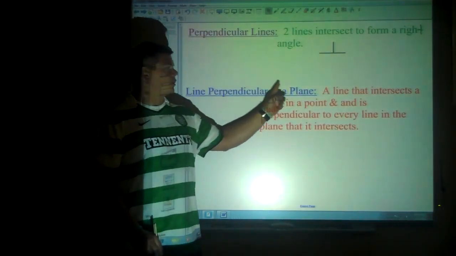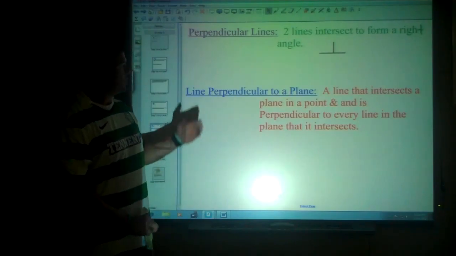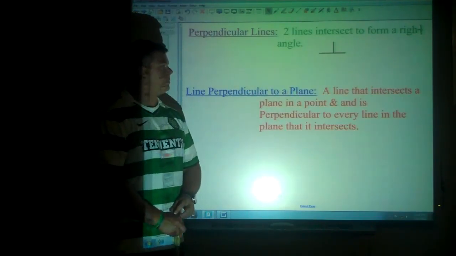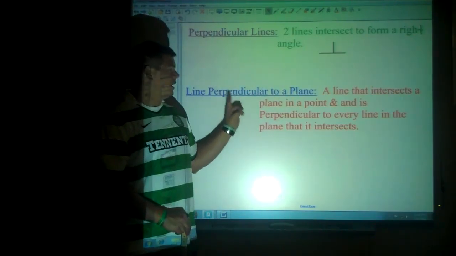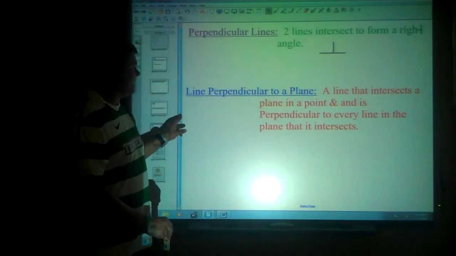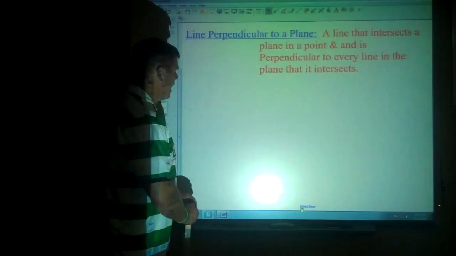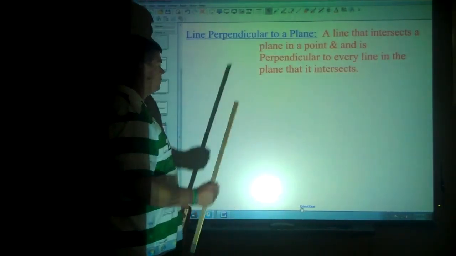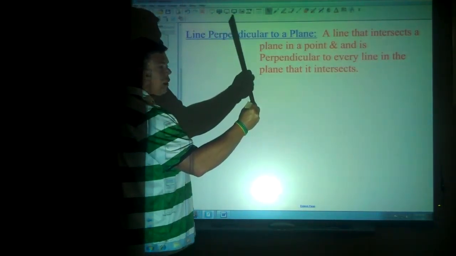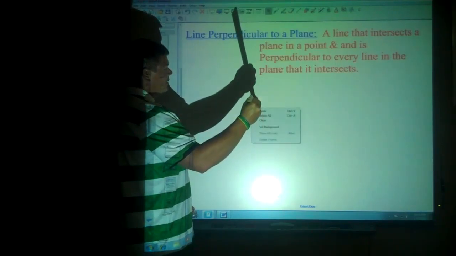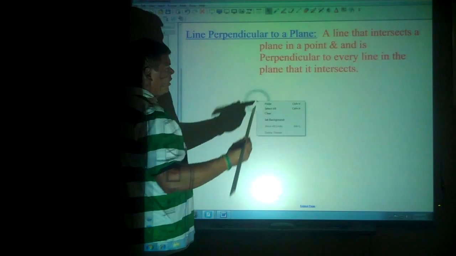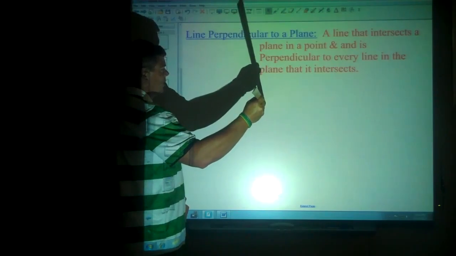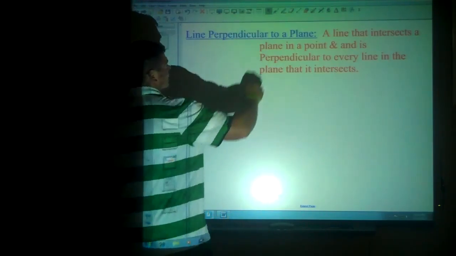Alright? A line perpendicular to a plane. Now this is a little different. You're still having a line, which means it goes on forever, forming a 90-degree angle, but now it's perpendicular to the plane. A line that intersects a plane at a point and is perpendicular to every line in the plane that it intersects. Now, in reality, pretend like this screen right here is the plane. This could be my line that is perpendicular to it, as long as it goes into the screen at 90 degrees. If it doesn't go in at 90 degrees, then it's not. If it comes in at an angle like this, that's not perpendicular to a plane. It must go in straight.